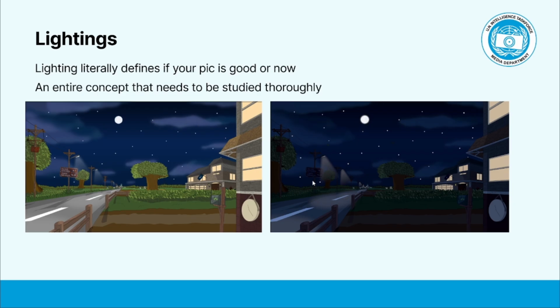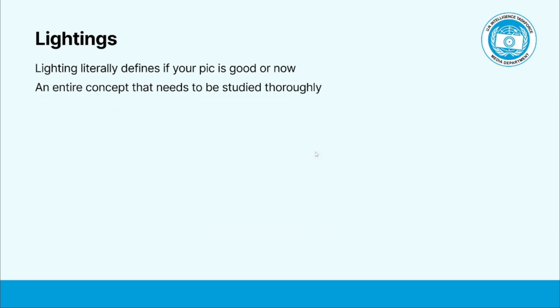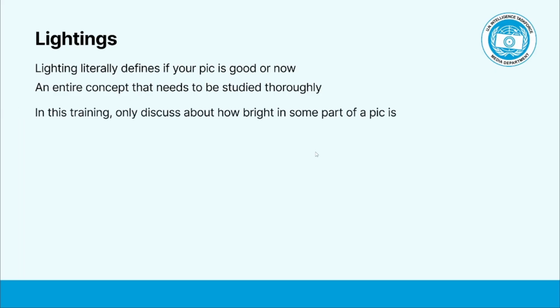With light, you can create another depth for the picture, and the real feeling for it. Whereas this one looks very bland, and this one has much more depth to it. In this lecture, we only discuss how bright some parts of a picture are, because lighting in art is quite complex and takes time to master.